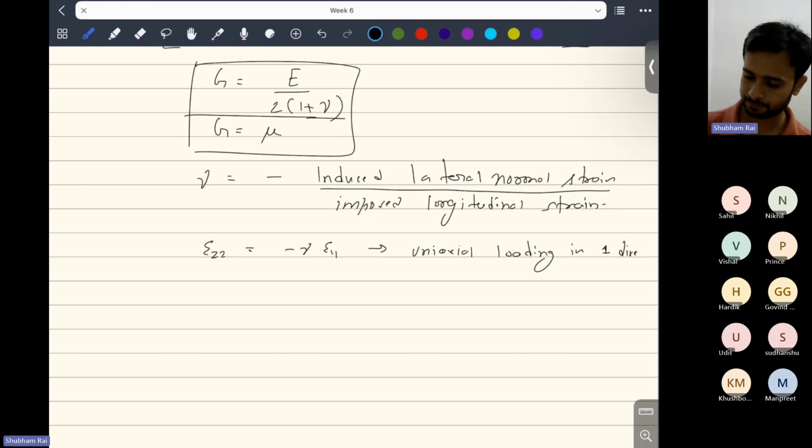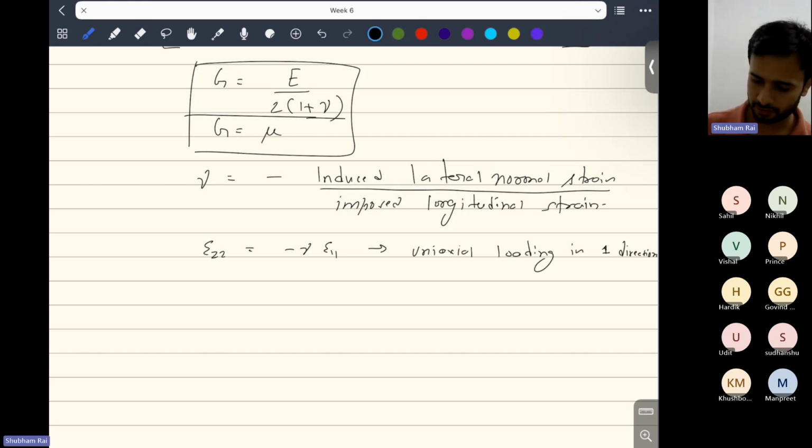One means this is a coordinate system 1, 2, 3. So you are applying some uniaxial loading in direction one. So let's say this is direction one. So your longitudinal strain will be epsilon 1 and lateral strain will be epsilon 2. Suppose the ratio will be ratio of that one.